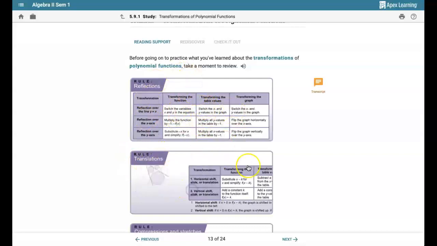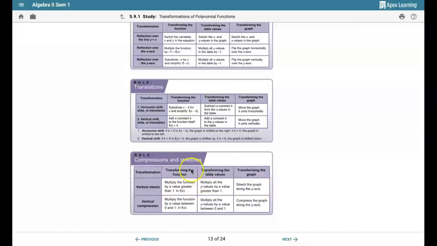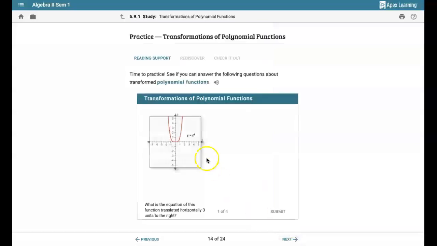When it's shifted vertically or horizontally, again, you're going to add or subtract values, and depending on where you're trying to move it, it's going to be either inside the parentheses or outside the parentheses. And then what happens to a polynomial function when it's stretched or compressed? You're going to multiply by some factor, either greater than or less than 1.